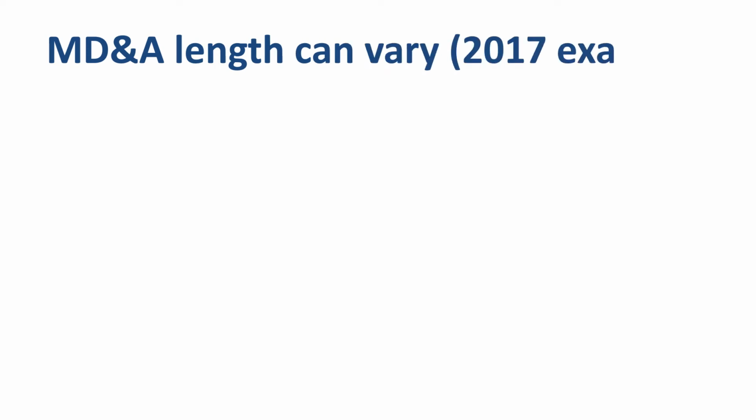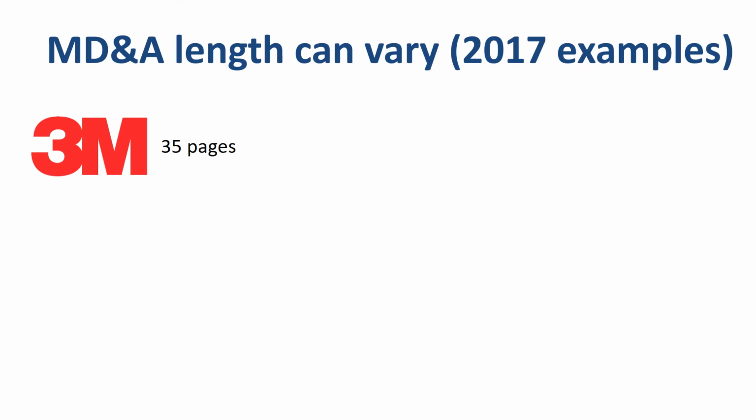The length of the MD&A section can vary significantly by company and by year. In 2017, 3M's MD&A was 35 pages in length, Apple's 14 pages, and GE's 90 pages.